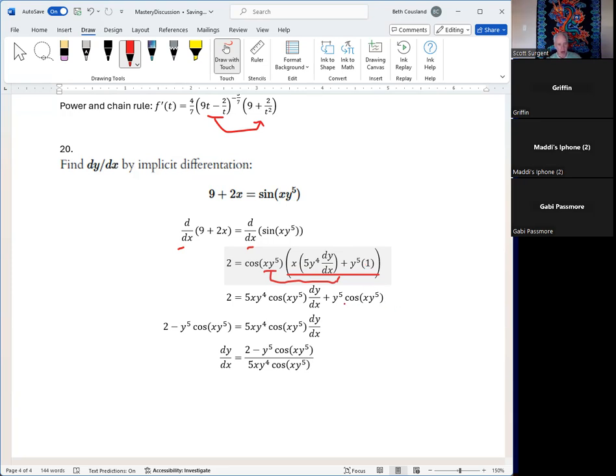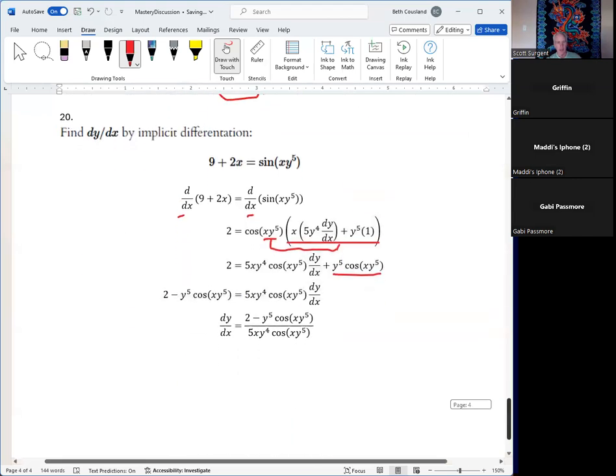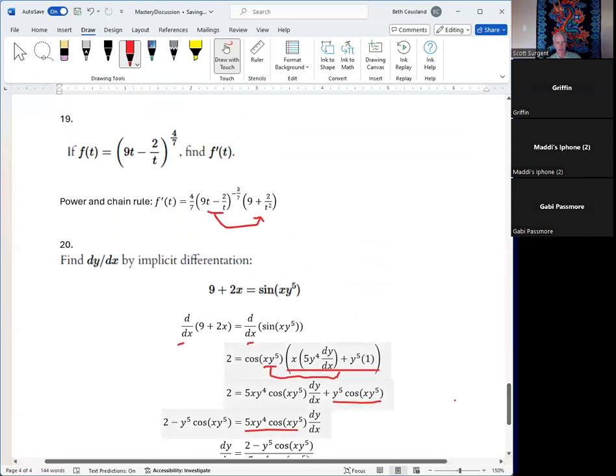And then from here on out, I just cleaned it up. I distributed the cosine of xy to the 5 through, and then I just started moving stuff around. So this term on the right goes to the left side with a negative sign, and then divide out by this thing here, and you get the answer. dy/dx is 2 minus y to the 5 cosine of xy to the 5, all over 5xy to the 4 cosine of xy to the 5. Boom. All right. Any questions on those last two?